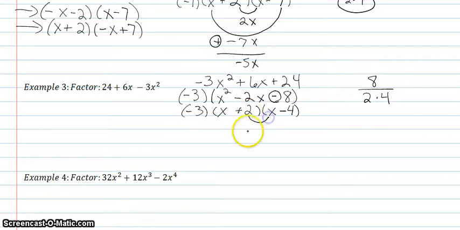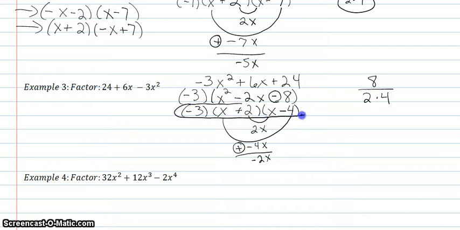And I'll check my middle terms by multiplying the inside and the outside. I'll add them together, and that does give me a negative 2x. So we're just going to leave this as it is because we had to factor out a negative 3, not just a negative 1. So I would just leave our answer like it is.